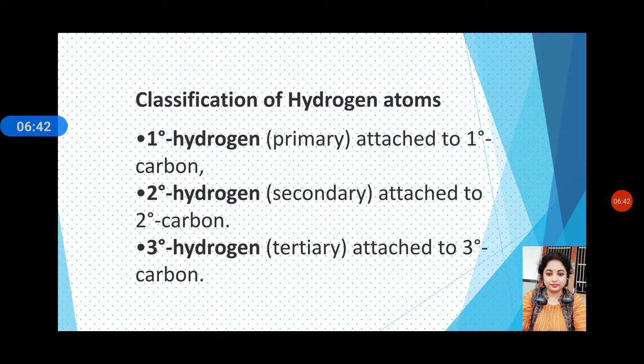Classification of hydrogen atoms. Primary hydrogen: hydrogen which is attached to primary carbon is called primary hydrogen. Secondary hydrogen: hydrogen which is attached to secondary carbon is your secondary hydrogen. Tertiary hydrogen: hydrogen which is attached to tertiary carbon is called tertiary hydrogen. Here quaternary will not come because quaternary carbon contains no hydrogen.